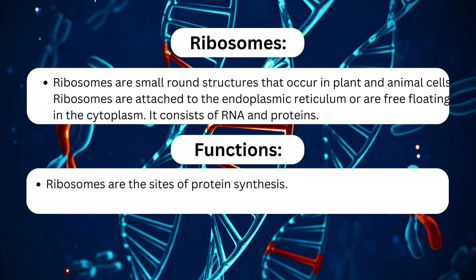Ribosomes. Ribosomes are small round structures that occur in plant and animal cells. Ribosomes are attached to the endoplasmic reticulum or are free-floating in the cytoplasm. It consists of RNA and proteins. Function. Ribosomes are the sites of protein synthesis.